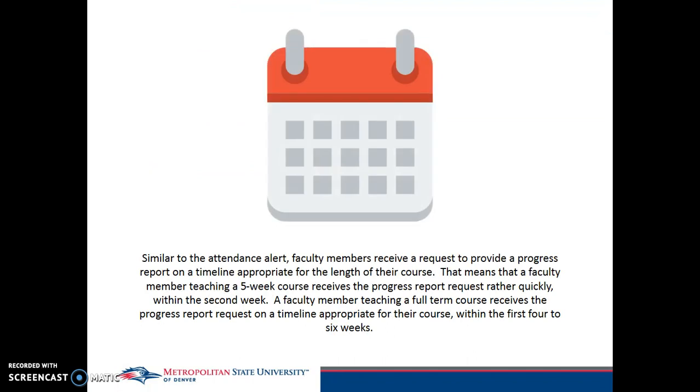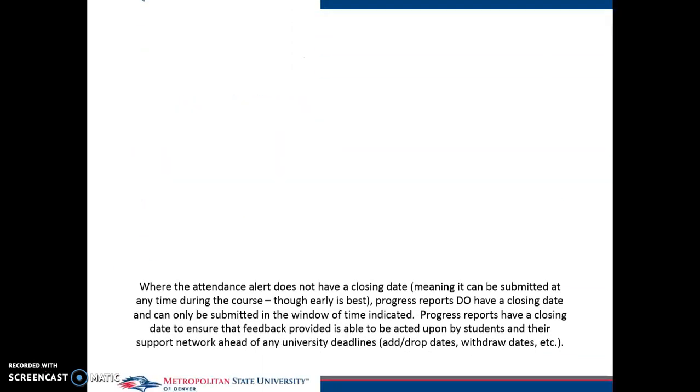Similar to the attendance alert, faculty members receive a request to provide a progress report on a timeline appropriate for the length of their course. That means that a faculty member teaching a 5-week course receives the progress report request rather quickly, within the 2nd week. A faculty member teaching a full-term course receives the progress report request on a timeline appropriate for their course, within the first 4 to 6 weeks.